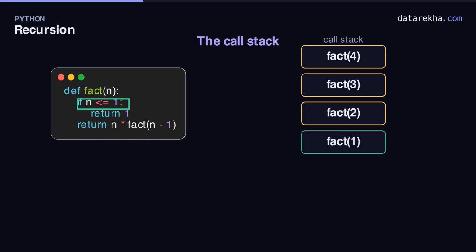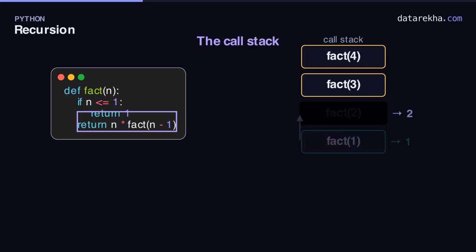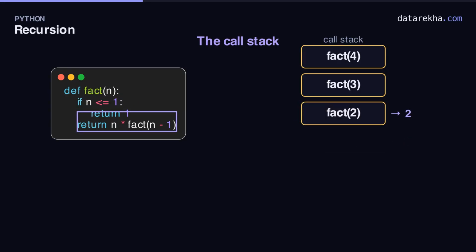And now factorial of 1? This is different. 1 is not bigger than 1, so the base case fires, no deeper call. It returns 1 directly. Now the tower collapses upward. Factorial of 2 was waiting on that one. It takes it, multiplies. 2 times 1 is 2, and returns it to the frame above. Factorial of 3 grabs that 2, computes 3 times 2, which is 6, and hands 6 up.